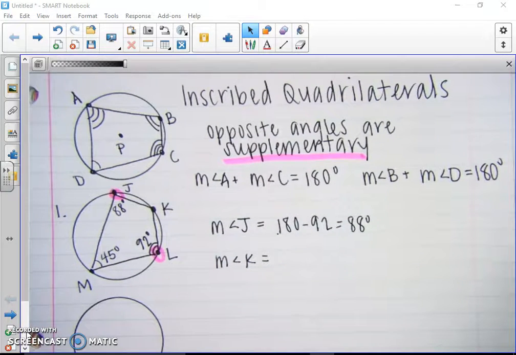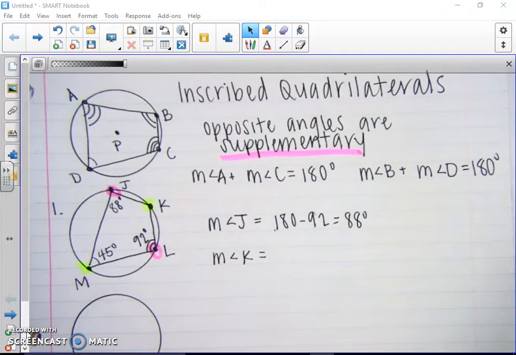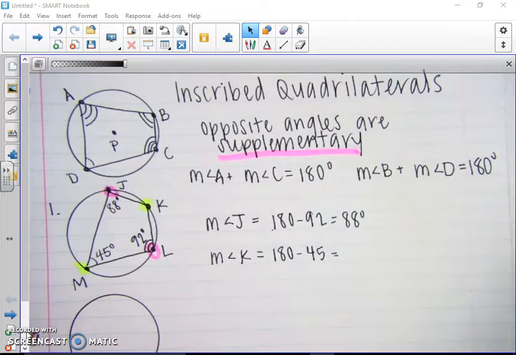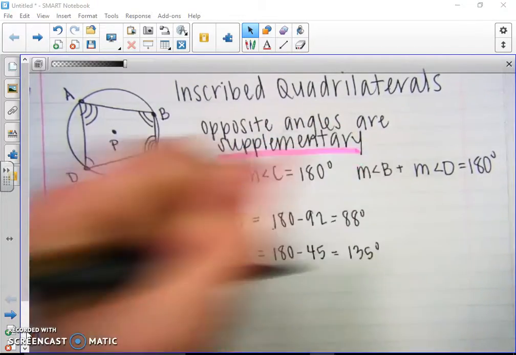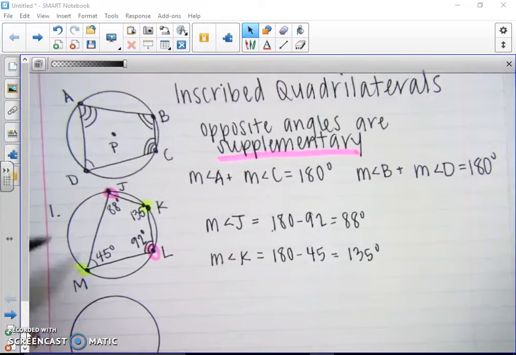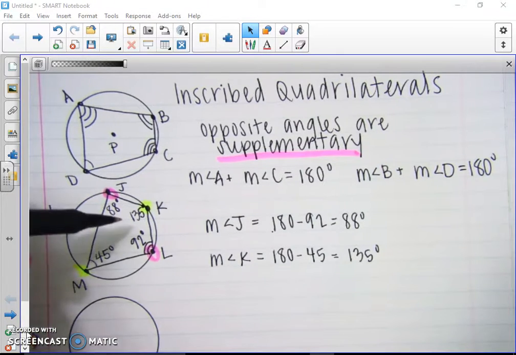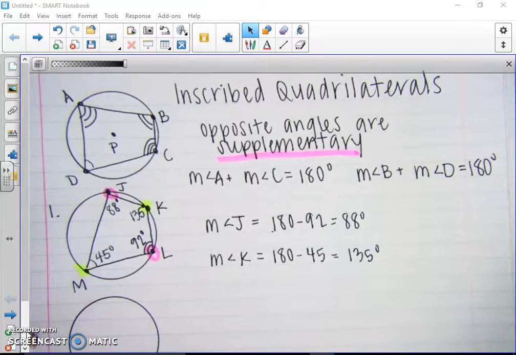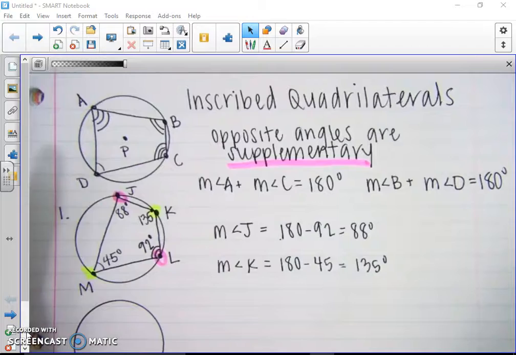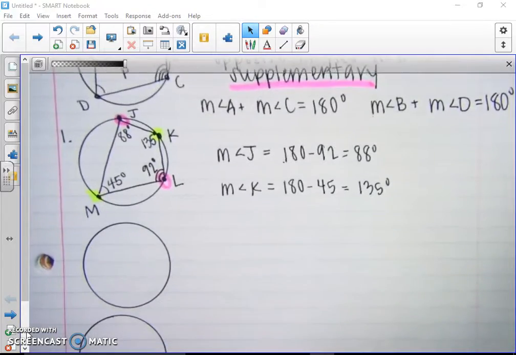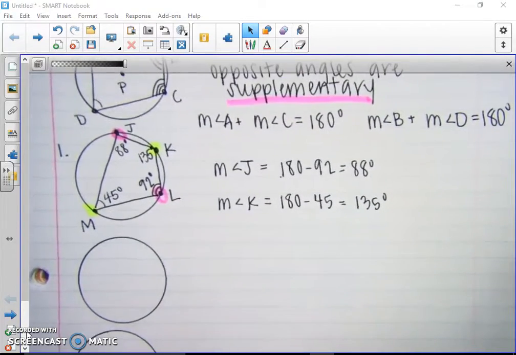Now we want to find K. Well, what is K opposite? K is opposite from M. We know that M is 45, so we take 180, subtract 45, and we're left with 135 degrees. If we want to check our work, we have all of the interior angles of a quadrilateral, which should add to 360. So check your work, add up those four numbers, and make sure they add to 360. If they don't, go back and check because maybe you mistyped something or missed a number. I checked my work, and all of those angles add to 360. Perfect. So let's go on to number 2 now.